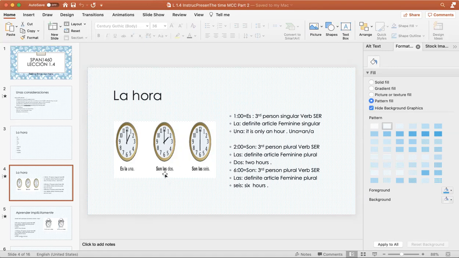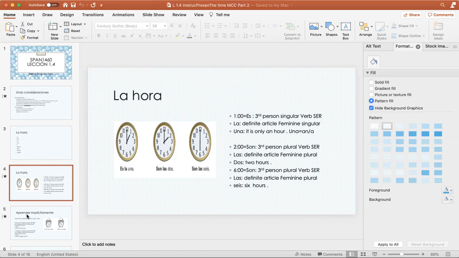So now here, we're using son las because we have 2 hours and 2 is plural. Let's keep on going. Son las 6. It's 6 o'clock. So again, we're using son because it's more than 1 hour. It's almost like we're saying they are the 6 hours. It's 6 o'clock. Las because the definite article feminine plural, and 6 because we're indicating the 6th hour of the day.